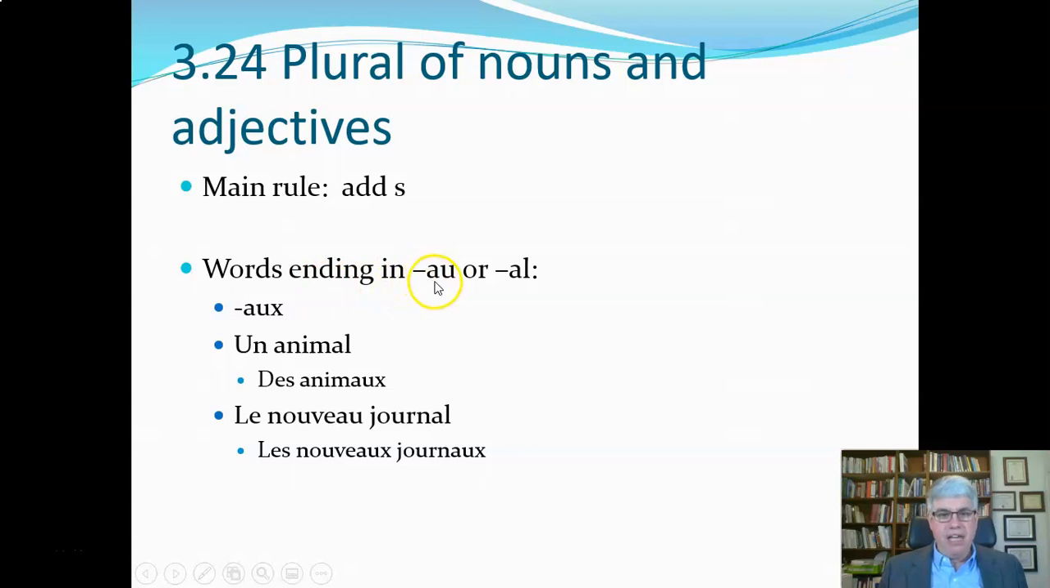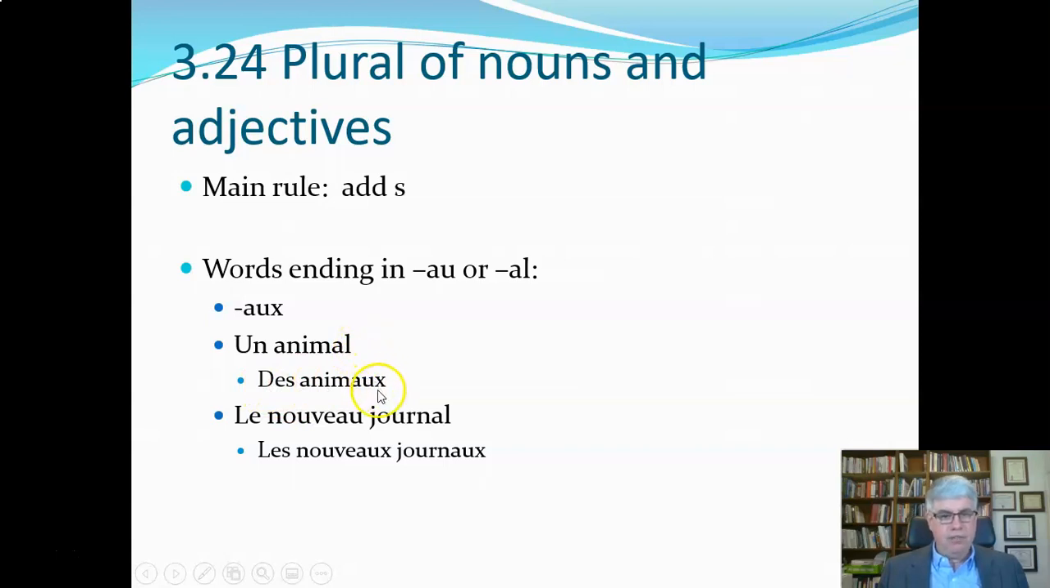Words that end in AU or AL, we don't add an S, we change it to AUX. So we add an X on AU, and in AL, we change the L to a U, which we've seen before, and add an X. So we can have un animal, an animal, or one animal, and the plural of one animal is going to be des animaux. So that's going to be some animals.